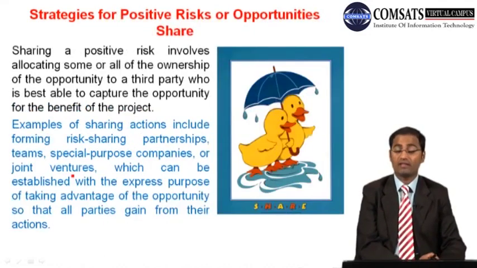And then the second strategy for positive risks or opportunities is to share. Sharing a positive risk involves allocating some or all of the ownership of the opportunity to a third party who is best able to capture the opportunity for the benefit of the project. Examples of sharing actions include forming risk sharing partnerships, teams, special purpose companies, or joint ventures, which can be established with the express purpose of taking advantage of the opportunity so that all parties gain from their actions.